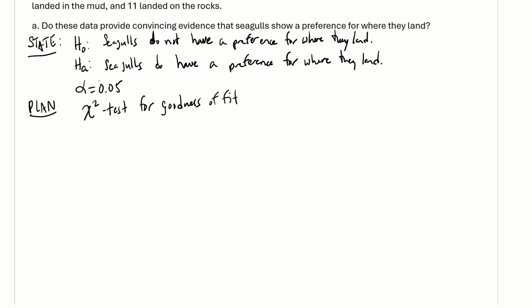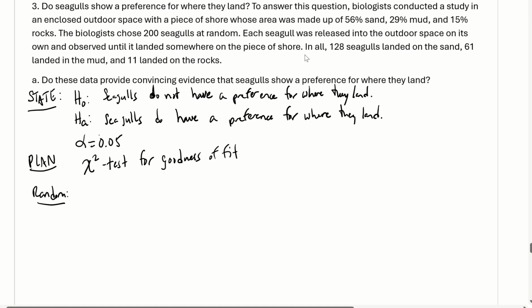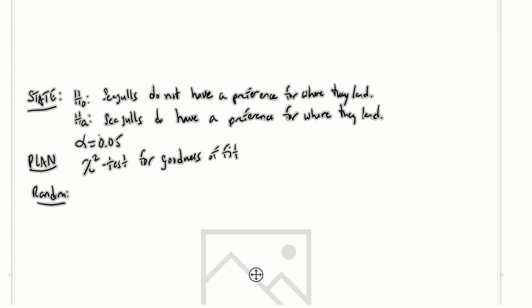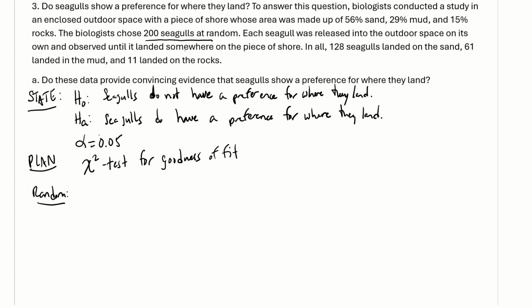All right, so let's do the random condition. Do we have a random sample here? It says the biologist chose 200 seagulls at random. There you go, it says right there. Okay, so we're going to say that: random sample of 200 seagulls.